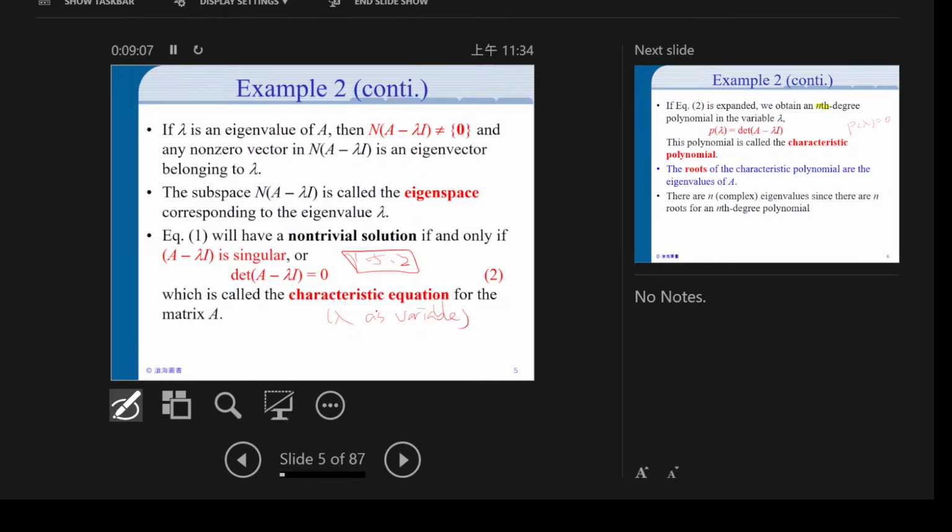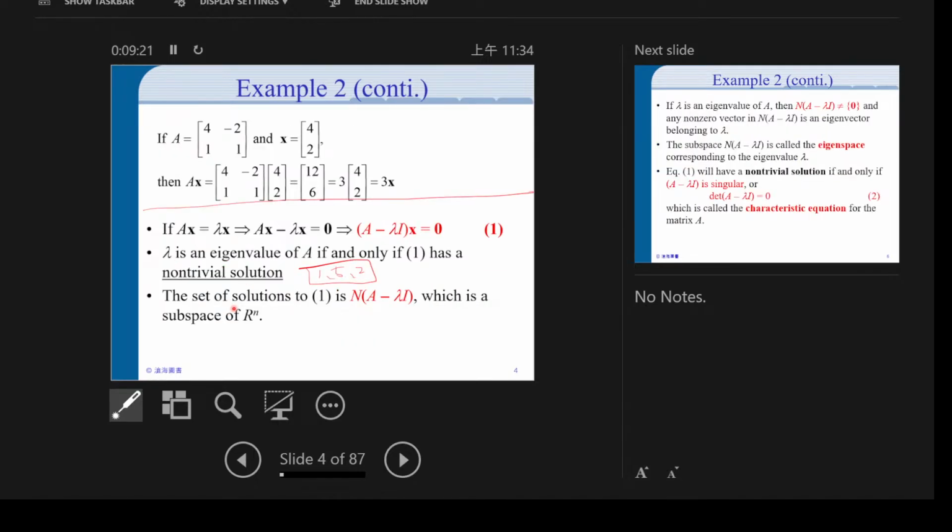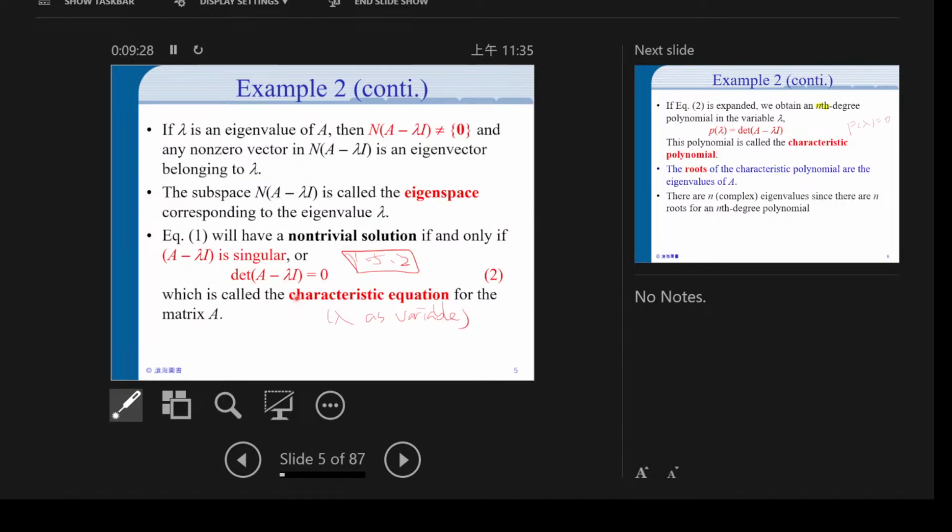Okay, this equation of lambda is called the characteristic equation for matrix A. So basically, we need to solve this equation to find the eigenvalues. But back to this analysis: if A minus lambda has a non-trivial solution, then it has a non-trivial null space.